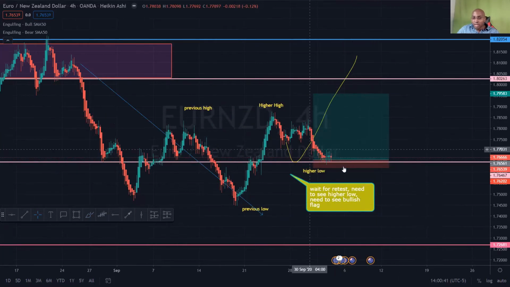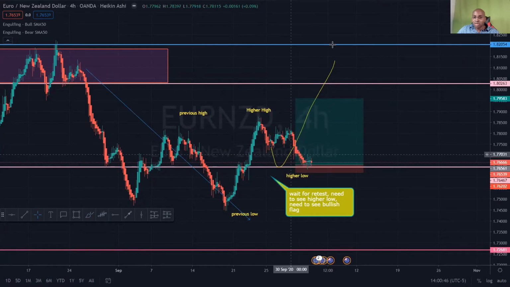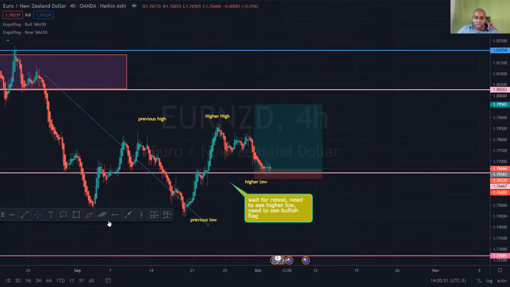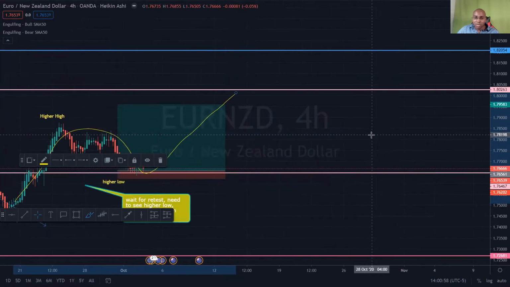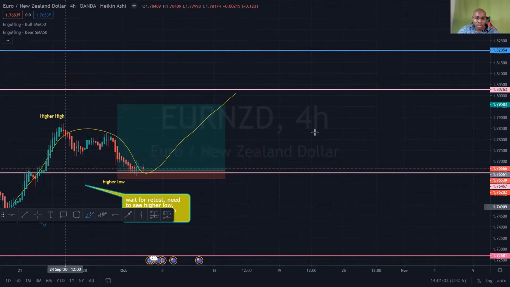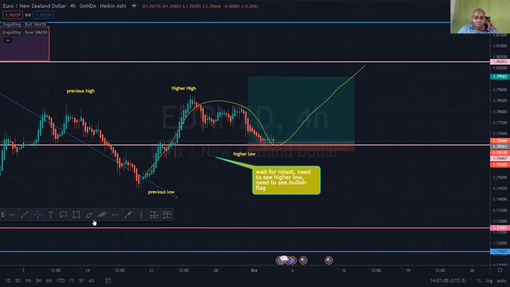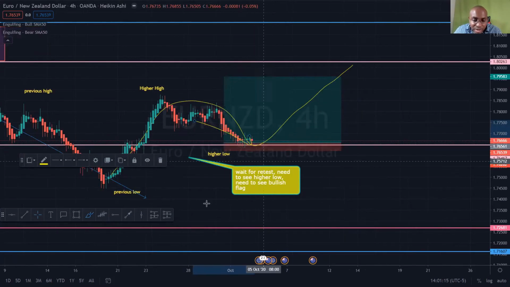So it came back to this minor resistance as predicted. This was the marker from last week, so let's remove that. It did this bounce right here, so I'm looking for it to do this right now. This right here is actually forming a bullish flag, correct? Bullish flag right here. A small flag right here.